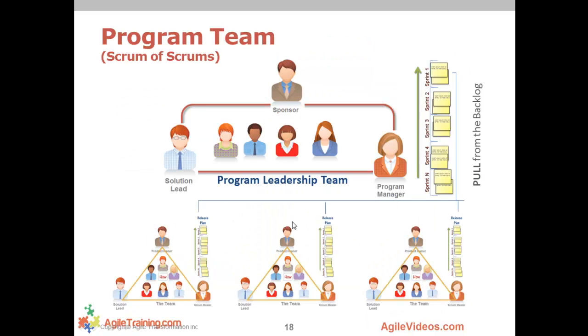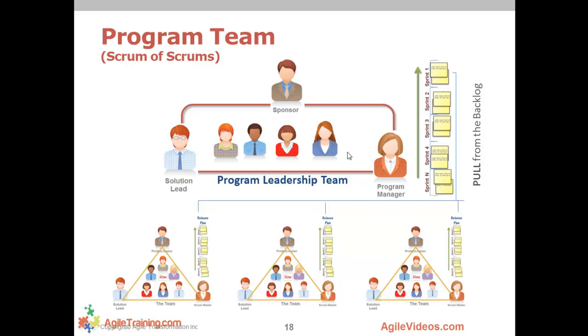Let's look at a program then. Now that you understand a basic team, a program is nothing more than multiple teams. Some people call this Scrum of Scrums, whatever you want to call it. It's basically multiple teams working on a larger initiative, and that initiative could be a program, or a large effort that requires a lot of integration.